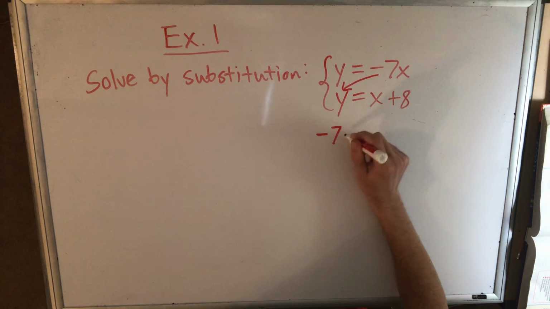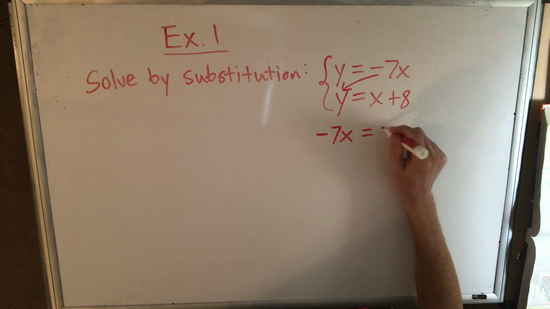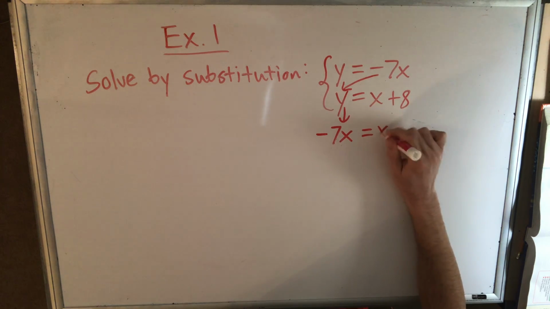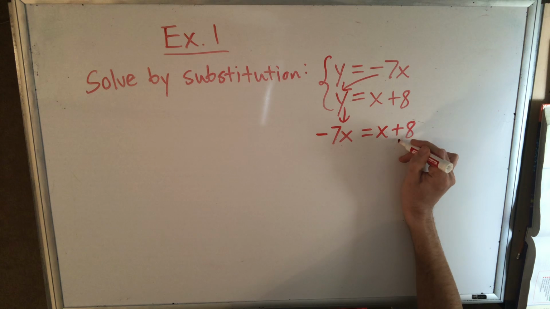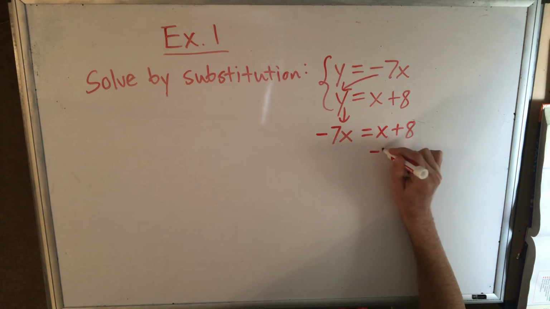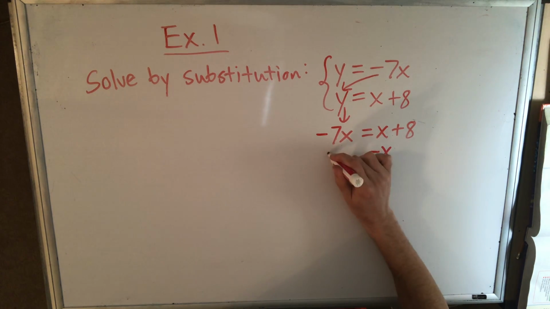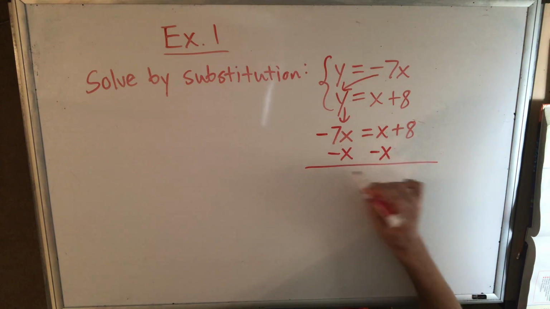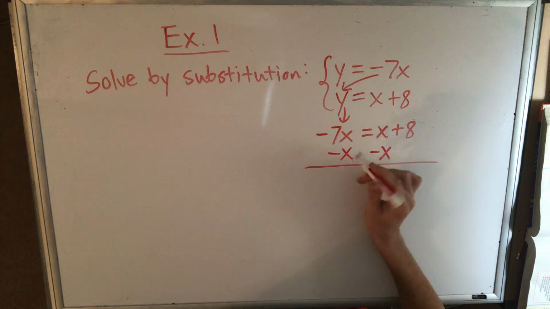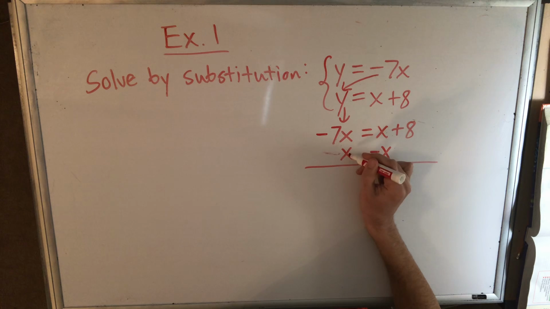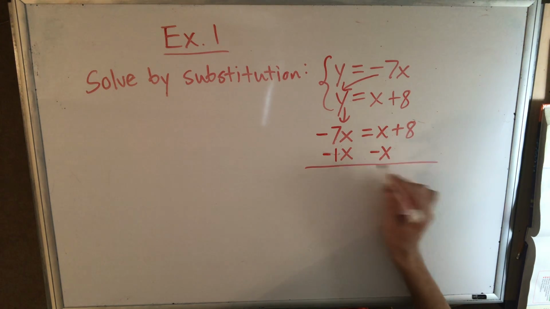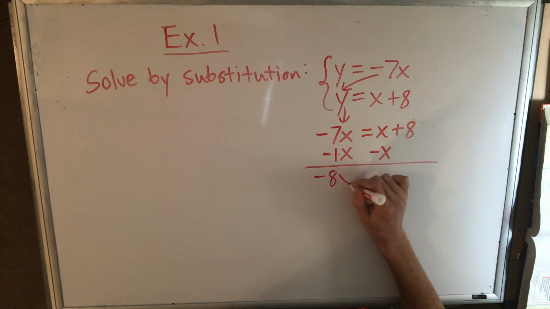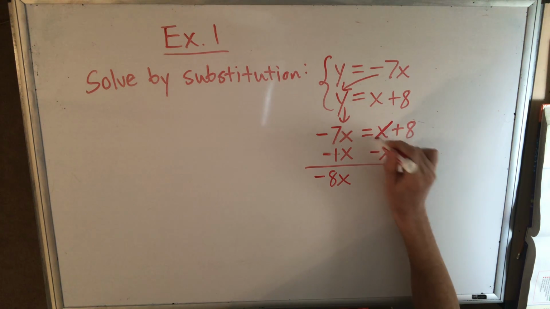So that's negative 7x equals x plus 8. Now let's solve for x. X is being added, so to get rid of it, you do the opposite and subtract x from each side. Negative 7x, or negative x is the same thing as negative 1x. Negative 7x minus 1x is negative 8x. X minus x is 0, so it cancels out.